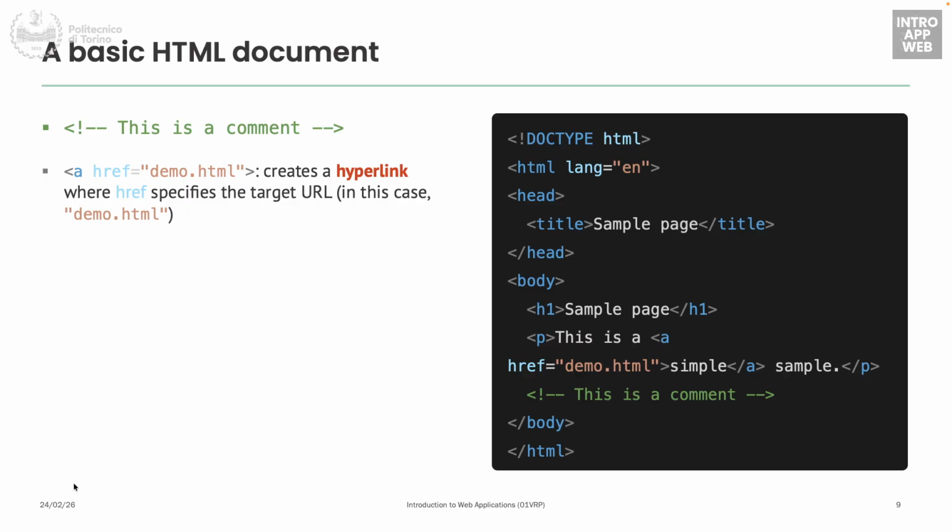With this specific tag that is called the A tag, you can create a link. What is a link in the context of a website? Something you click on and redirects you to a different page, right? So it creates a hyperlink where the href specifies the target URL, in this case, demo.html. It works the same: it opens with A and it closes with /A, as you can see here.